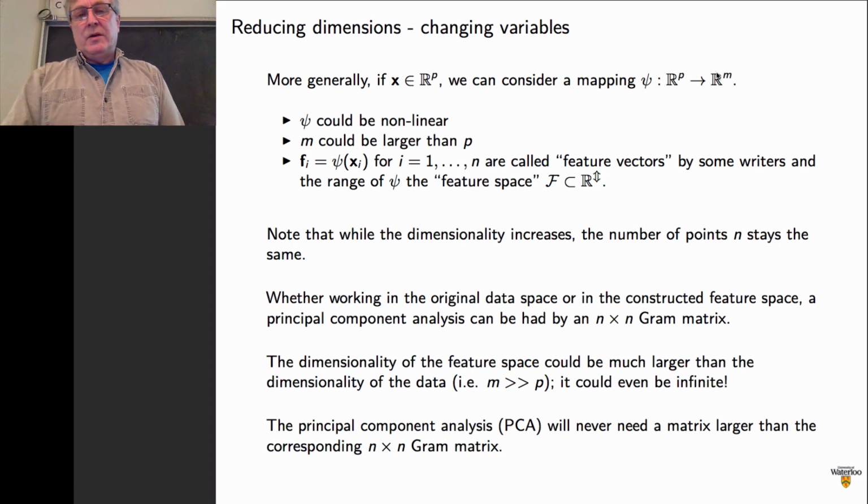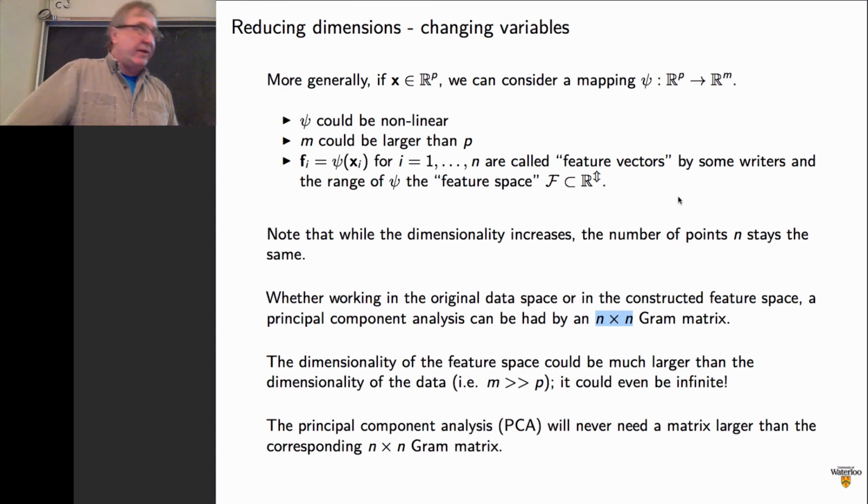Now what's cool is it doesn't matter how big or small M is, you still have the same number of points. Okay, so N stays the same. And that means if we did principal component or eigen decomposition of the Gram matrix, it's always going to be N by N. So F F transpose is always going to be N by N, whereas F transpose F would be M by M. So that means I could actually map this into a much higher dimensional space. In fact, I could map it into an infinite dimensional space.